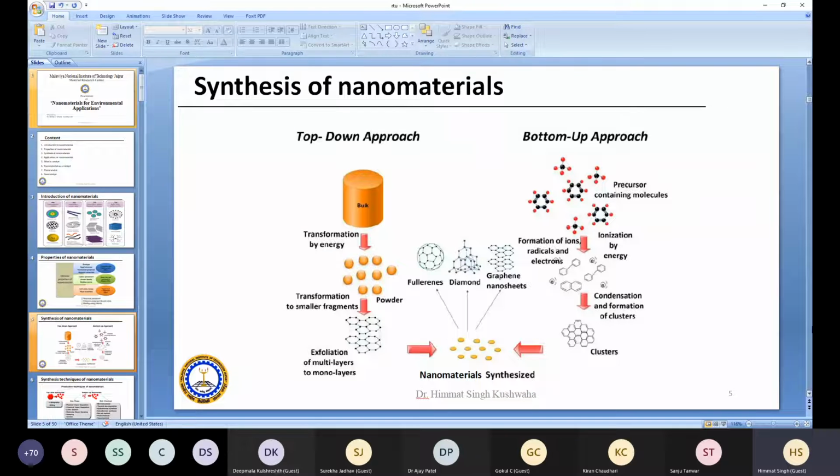In the bottom-up approaches, we start from the atom and then synthesize the nanomaterials, like the chemical vapor deposition process or the sol-gel process, where we use precursors. Then the formation of ions will occur, and then ionization by energy, and then they will generate clusters. So these two are the common approaches for nanomaterial synthesis.